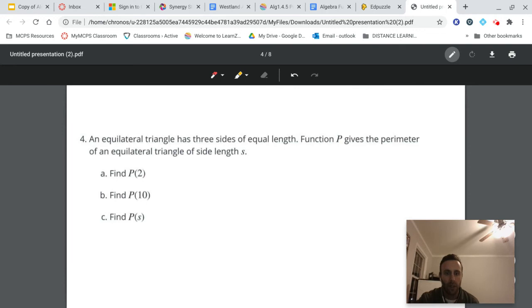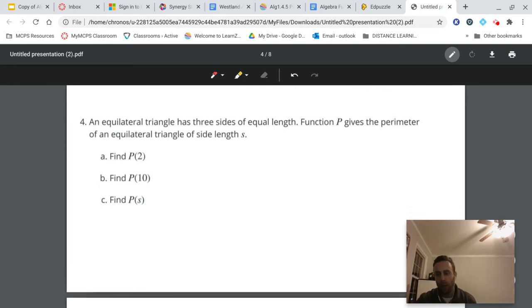All right. So now we're going to do perimeter again. This is a question kind of like the one that we just had. An equilateral triangle has 3 sides of equal length. So you're dealing with triangles that are completely the same length on all 3 sides. And the perimeter of an equilateral triangle of side length s, they're calling this function p. So find p of 2.